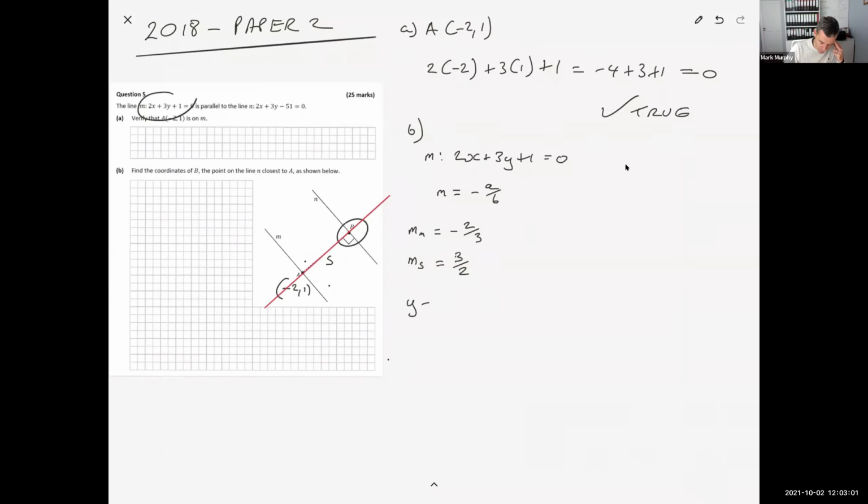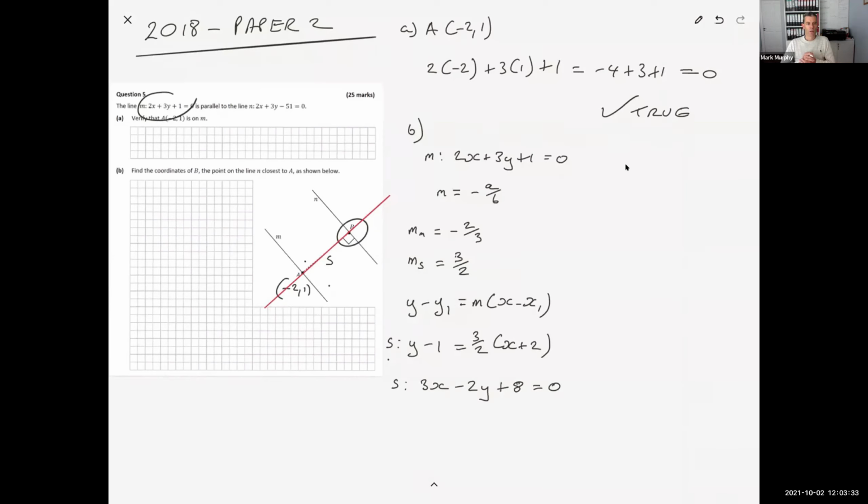Remember, y minus y1 equals m times x minus x1. So in this case, the line S you can write down as y minus 1 equals the slope, which is 3 over 2, times x plus 2. Working all that out, rewriting, I should say, S is equal to 3x minus 2y plus 8 equals 0.